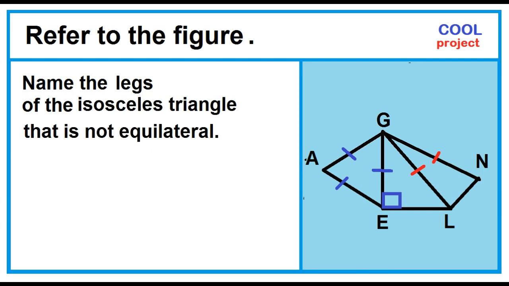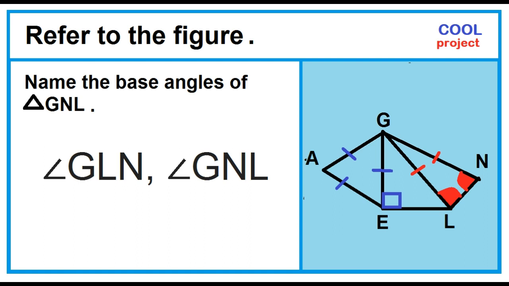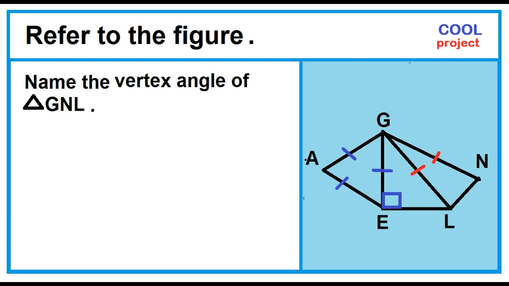Name the legs of the isosceles triangle that is not equilateral. Segment GL and segment GN. Name the base angles of triangle GNL. Angle GLN and angle GNL. Name the vertex angle of triangle GNL. Angle LGN.